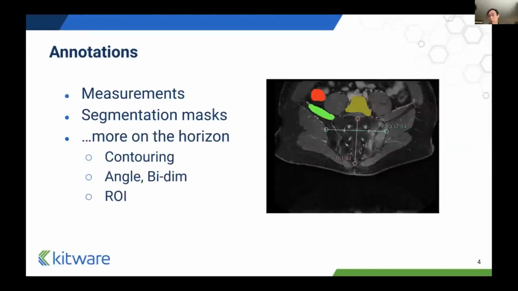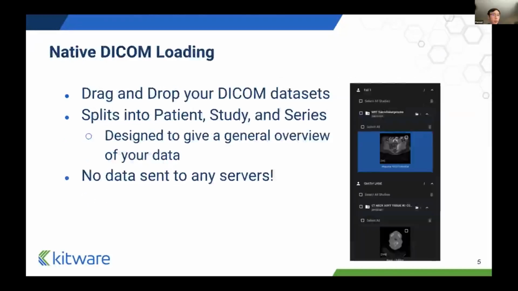Just briefly going through some functionality, we do have support for annotations of various kinds. Right now, in master, we only have measurements and segmentation masks, but we currently have a couple of other widgets pending, such as contouring. We have support for angle and bidimensional. That's not yet made it in, but we have it in a different application. Region of interest, area measurements, pixel probes, and a good set of standard tools you might find in a radiological viewer.